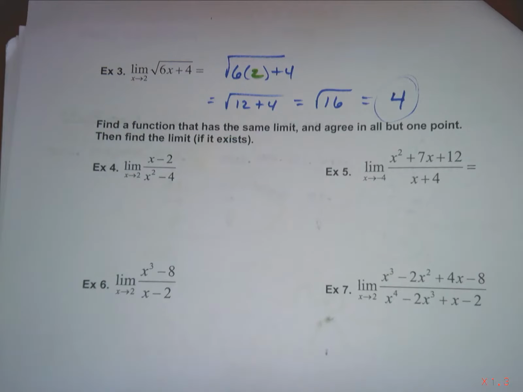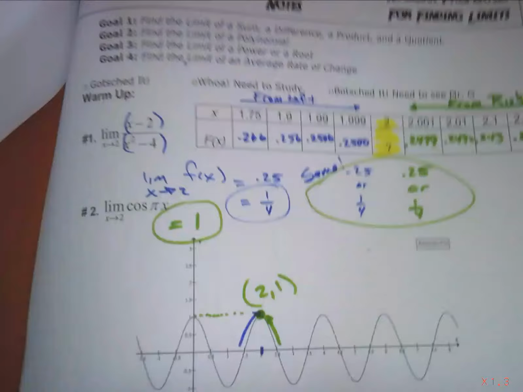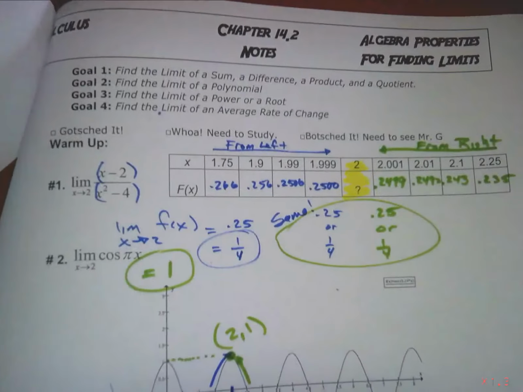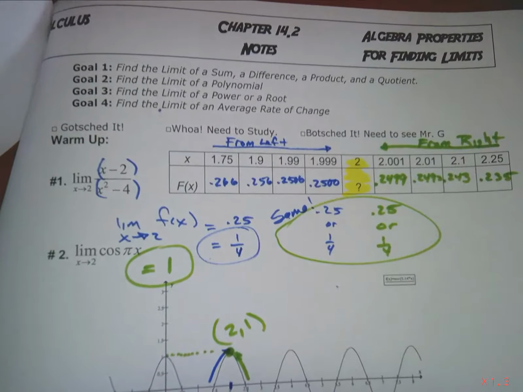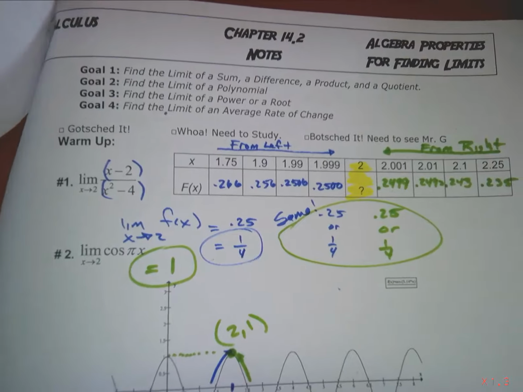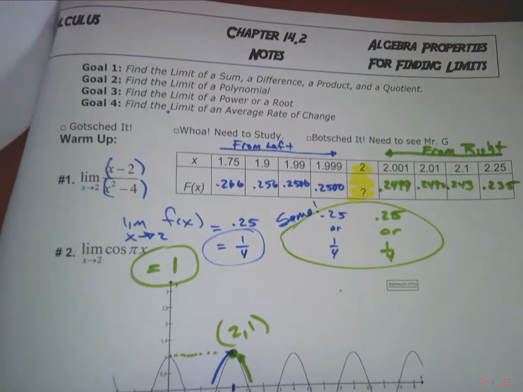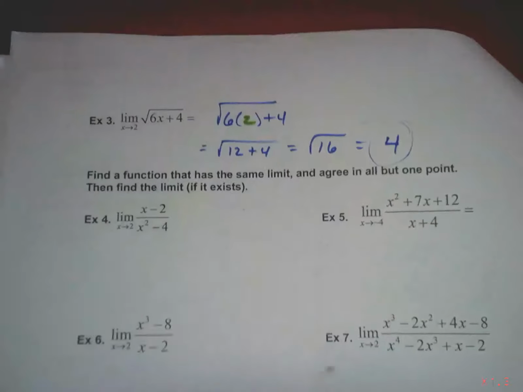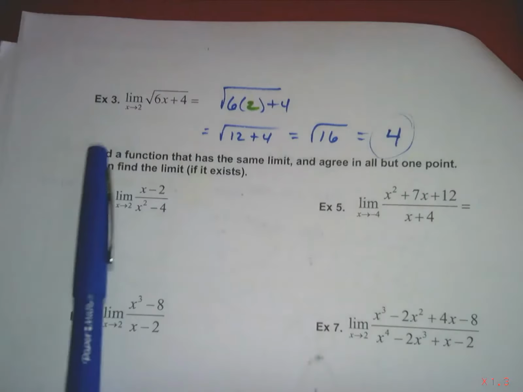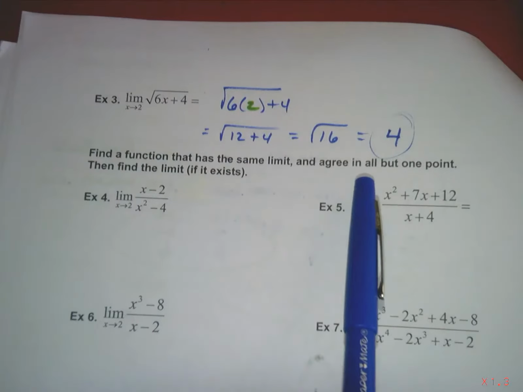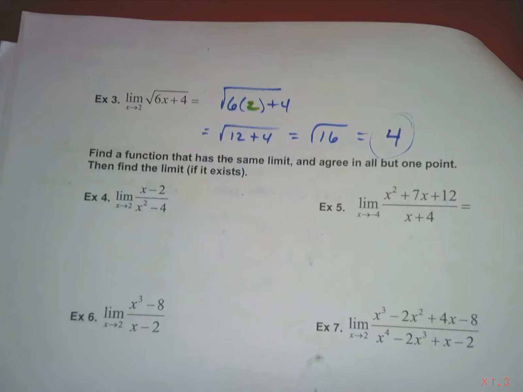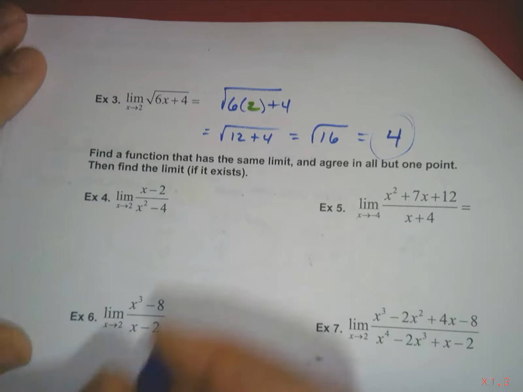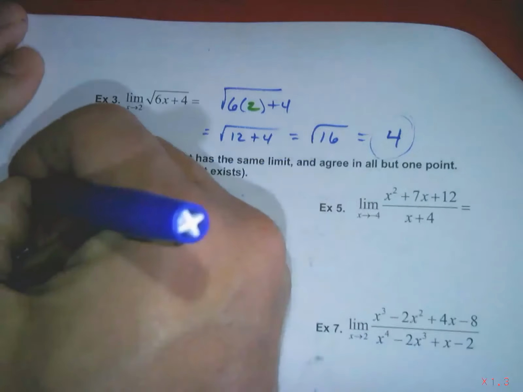In fact, this is example number 1. We found earlier using the table method that 1/4 was the intended height there. We saw that there was a hole there, right? So let's go ahead and do this algebraically. Now it says to find a function that has the same limit and agrees in all but one point. I'm going to explain that here in a second using the calculator. And then it says find the limit if it exists. So let's go ahead and do a little factoring.